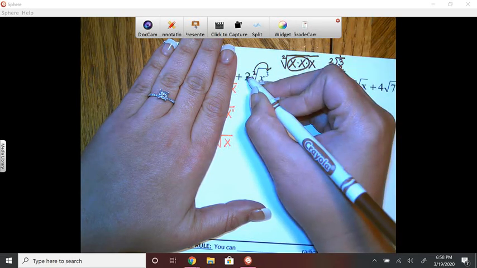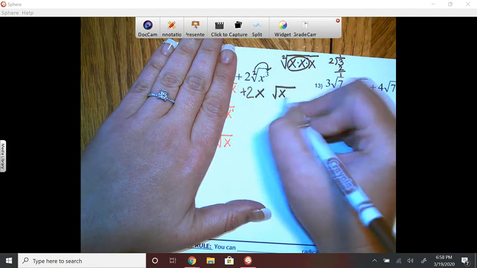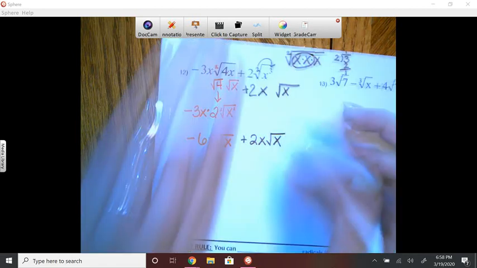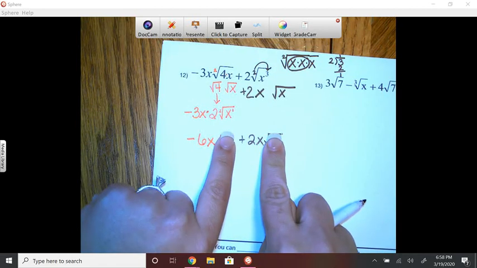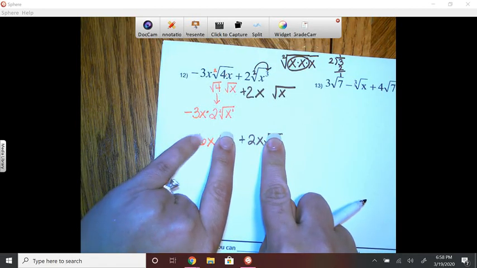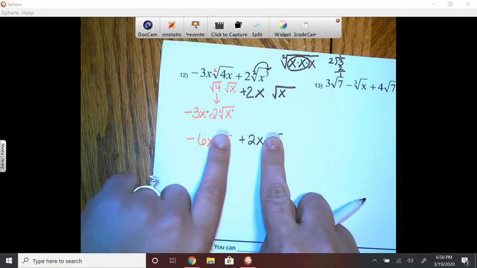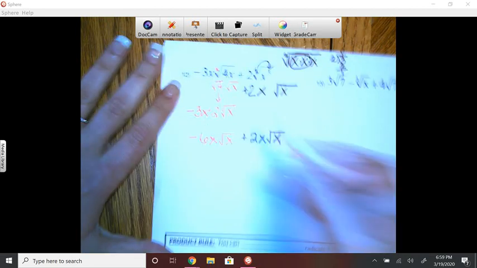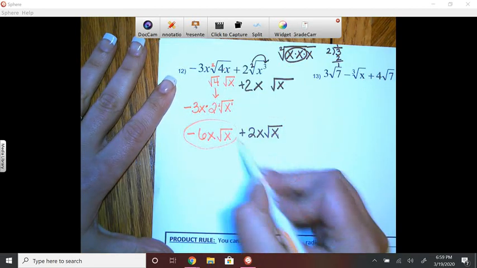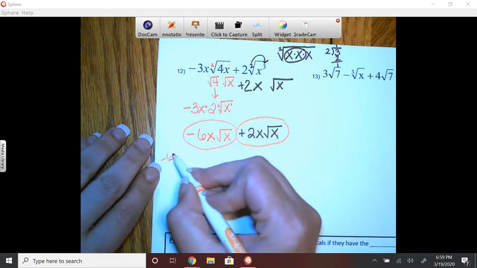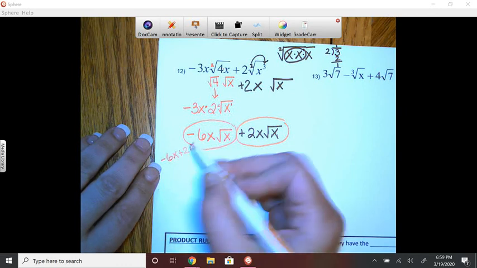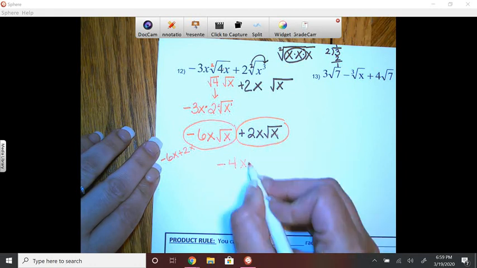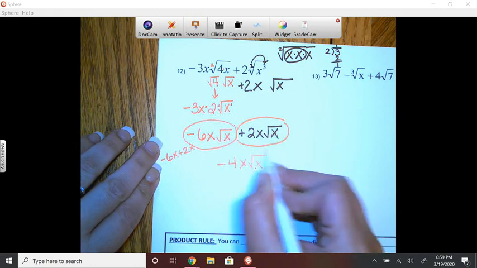And there was already this 2 here. So I'm going to bring that down. And if these match, which they do, then we can do negative 6x plus 2x. We're allowed to add or subtract what's on the outside. So since these are like terms, we can combine them, and we could do negative 6x plus 2x, which is negative 4x, and then these are the same. And that would be our answer.